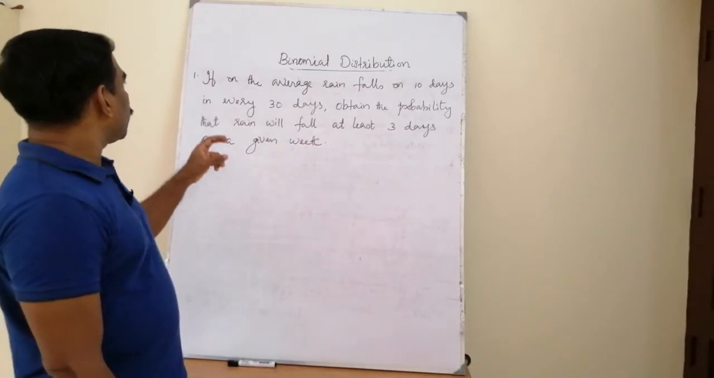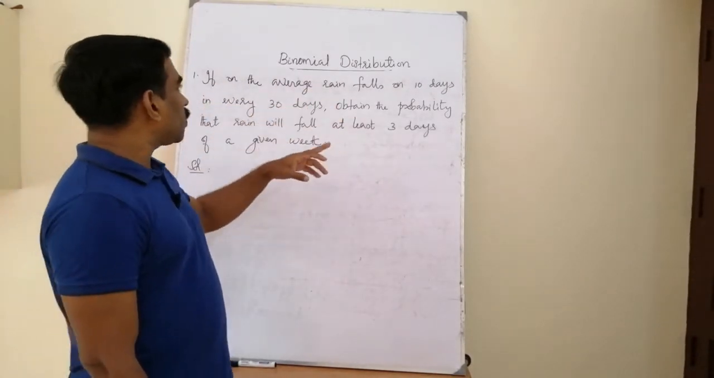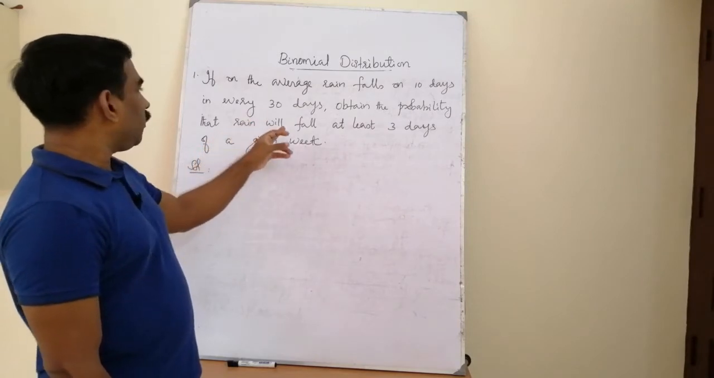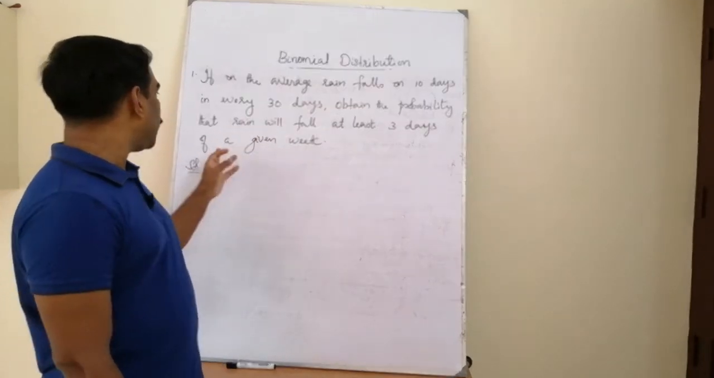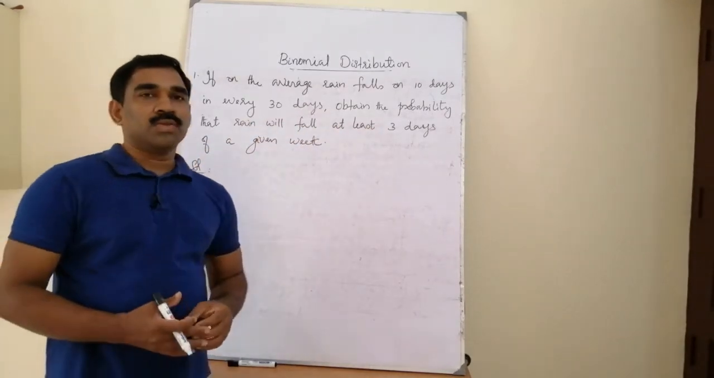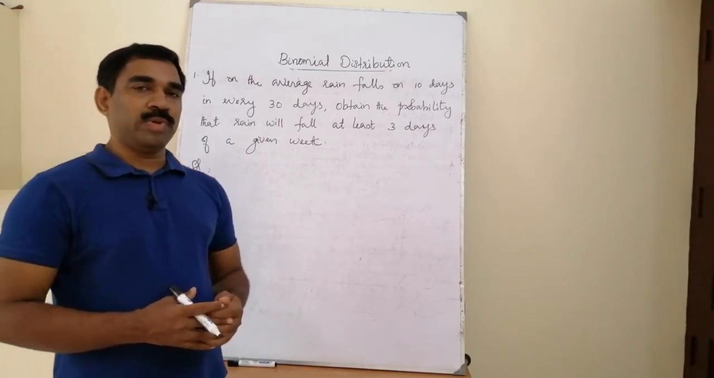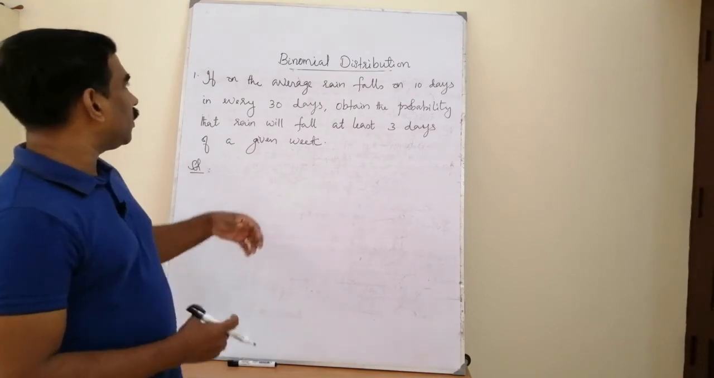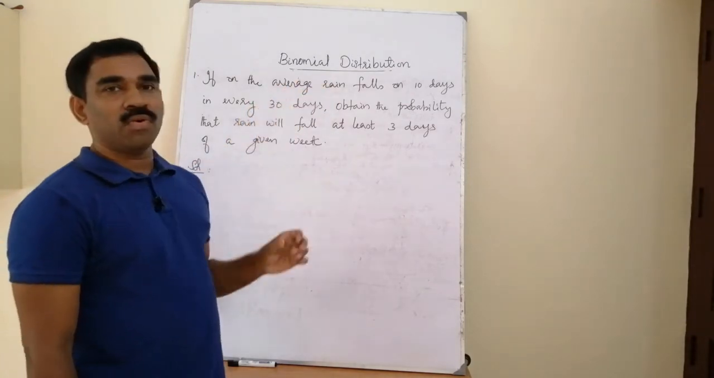Now consider one question. If on the average rain falls on 10 days in every 30 days, obtain the probability that rain will fall at least 3 days of a given week. So here we can consider this as a binomial experiment or a Bernoulli's trial. That means we are interested in the number of days in which rain falls.